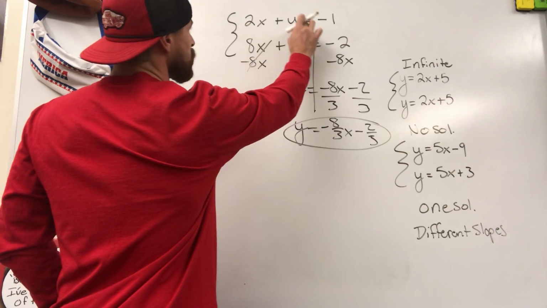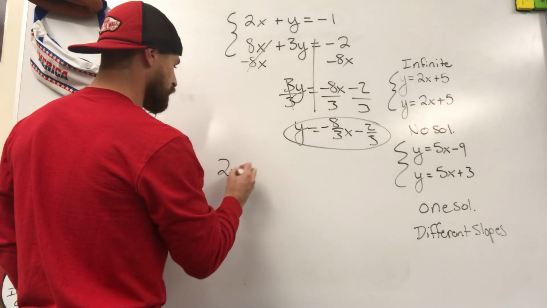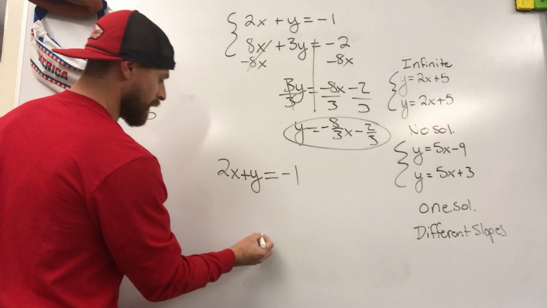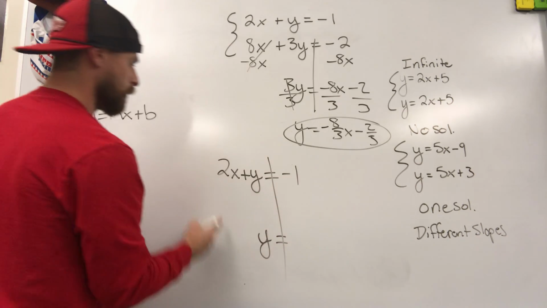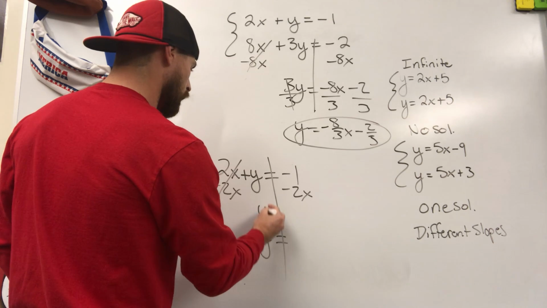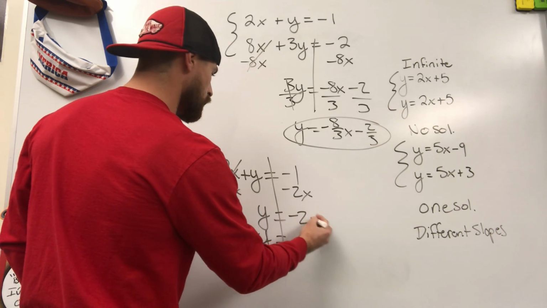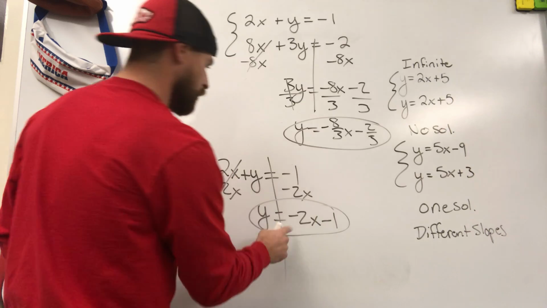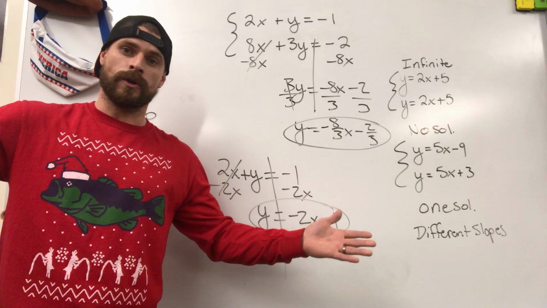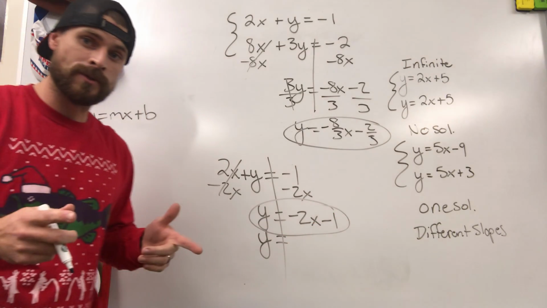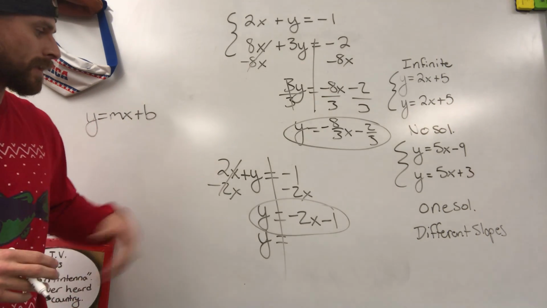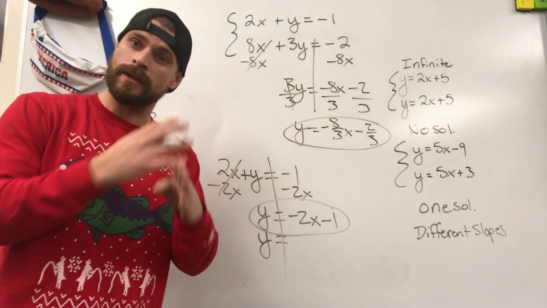So let's rewrite 2x plus y equals -1. We're going to rearrange this so that y is all by itself. All we need to do is subtract 2x from both sides, and you're left with y equals -2x minus 1. Now my slope here is -2, my slope here is -8/3. Don't even need to do any more thinking or graphing. Because my slopes are different, these lines are going to cross at some point. Now if you're asked to figure out where that point is, graph that line, and just see where they intersect.